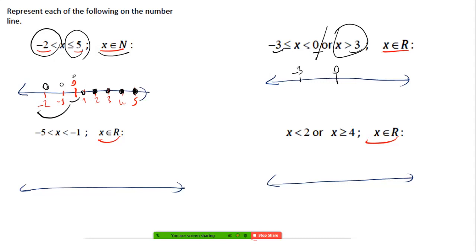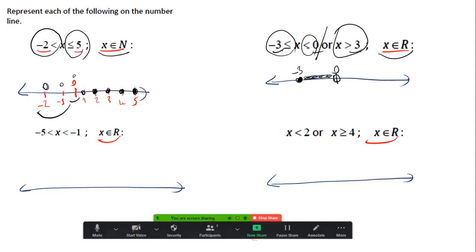See, I didn't write -1, -2, 3, so I just wrote 0 and -3. According to this, -3 is included, which is a full dot, and 0 is not included, which is an empty dot. And then x is between them, you shade in between them. Here it is not a dot, because for real numbers you don't put dots; you put dots for natural numbers and integers.